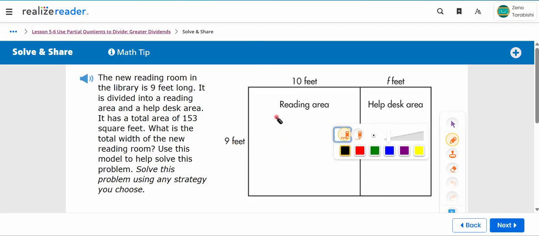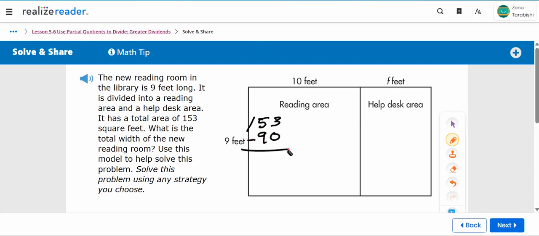So we have 153 here. And we know that 9 times 10 makes 90, so we're going to remove 90 because that's the area of this spot, 90 feet. And so now we can put the 3 right there. Since we have 15 tens, take away 9 tens, 15 take away 9, that's going to give us 63 feet. And so now we know that this area will have 63 feet. And we know that this side will have 9 feet.